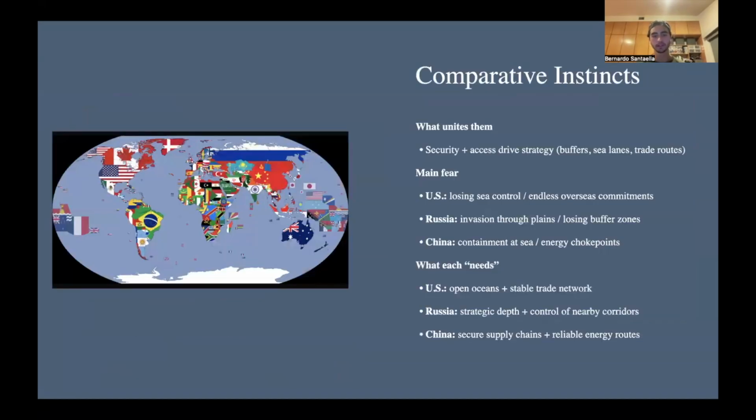The comparative instincts: fear, hunger, and strategy. The US: fear is losing sea control and global reach. Hunger: stable global trade lanes, and the strategy is maritime dominance plus alliances. Russia: fear, invasion and encirclement. Hunger: buffers and control of nearby space. And the strategy is land power and pressure on neighbors.